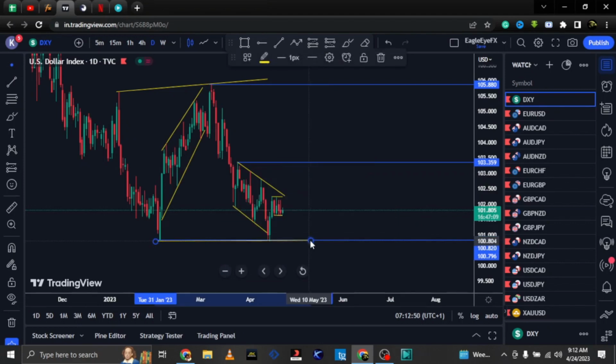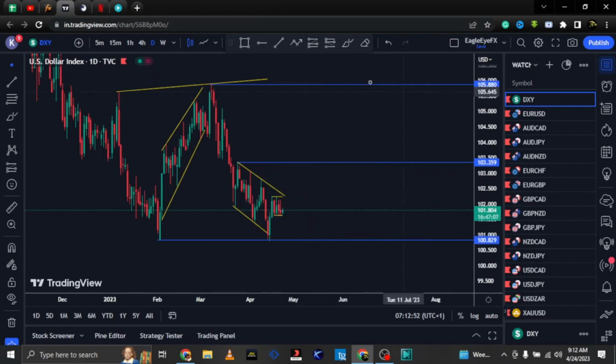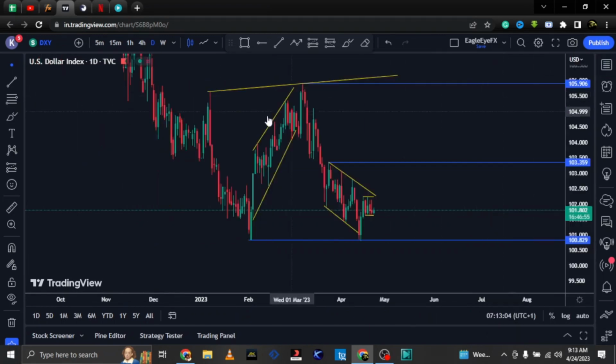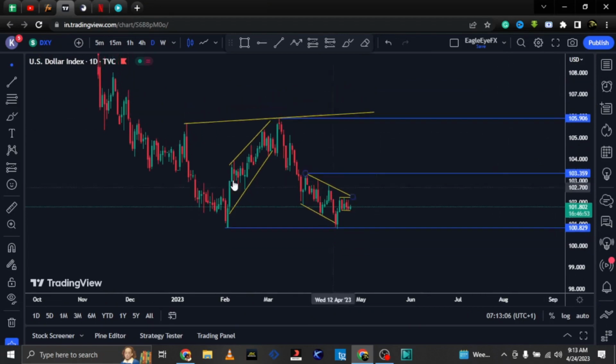So I want to look at the markets, and I want to start with the dollar index. Today I just want to go through the dollar pairs, the dollar related pairs. First of all, we want to start with the DXY. You can see that DXY has been in this structure over here. You can see a very clean structure.